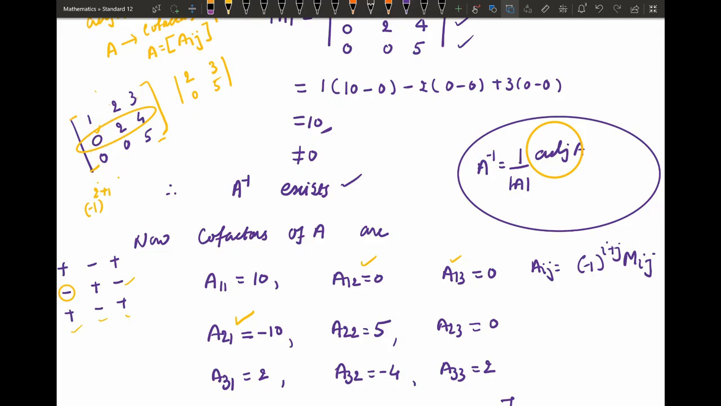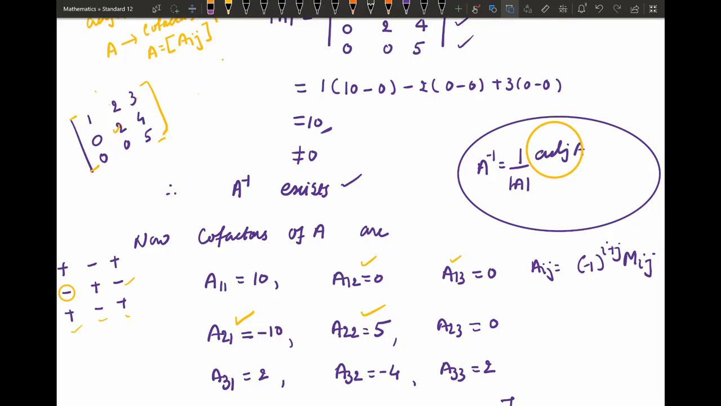Similarly, A22 is the cofactor of this 2. So again you leave the column and row in which that entry lies. Remaining entries will form a 2 by 2 determinant, that is 1 3 0 5. So value is 5 and we have to give sign plus, since A22, so minus 1 raised to 2 plus 2, even power.